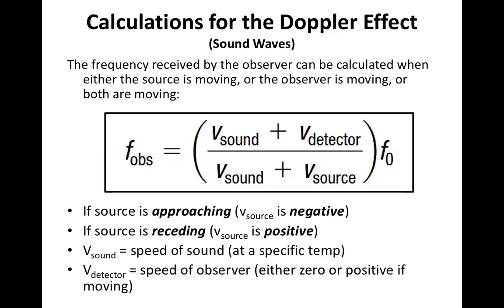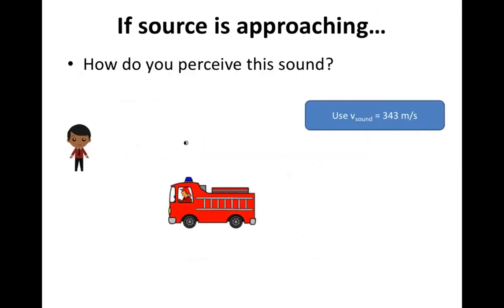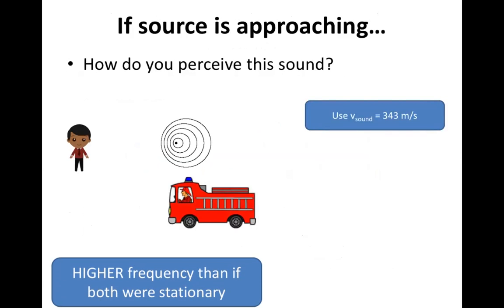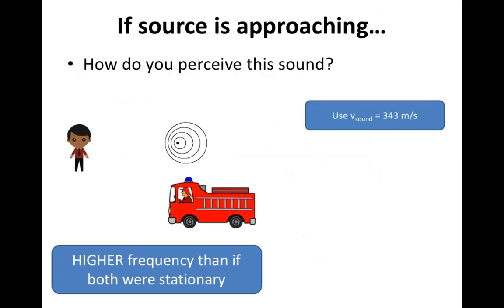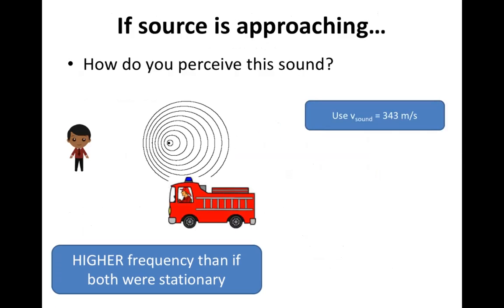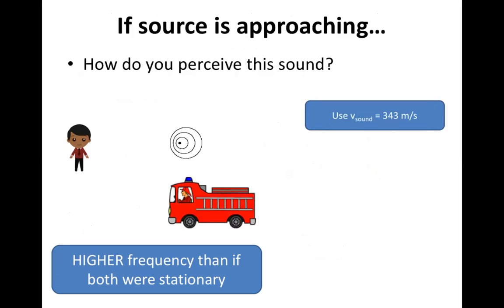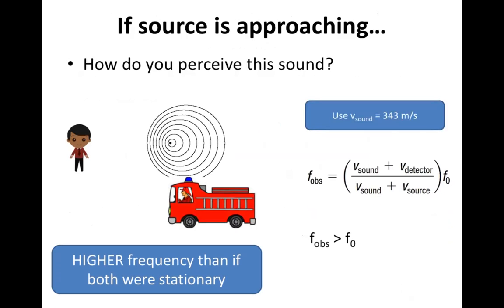And the speed of sound, I mentioned you have to know the specific temperature or assume a speed of sound. And then your detector in this course, I'm going to be honest, almost always the observer or the detector is stationary, so you can cancel that out to 0. But the full equation is this. So higher frequency than if both were stationary. If the source is approaching you, that's a higher frequency.